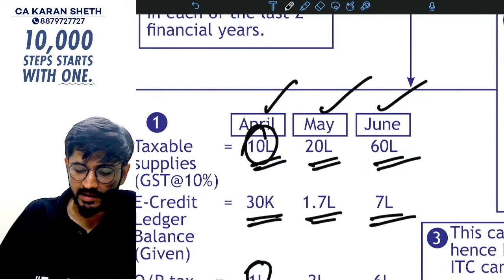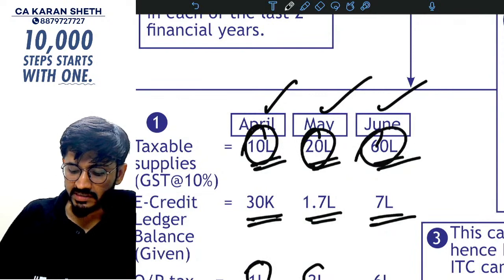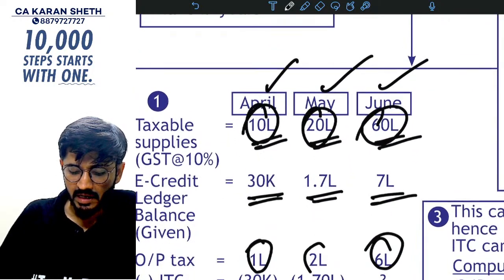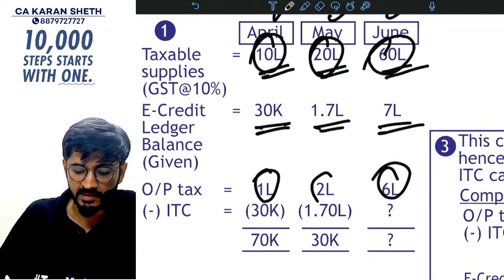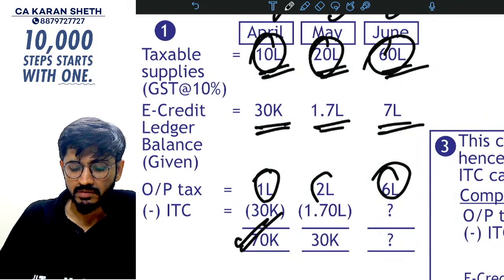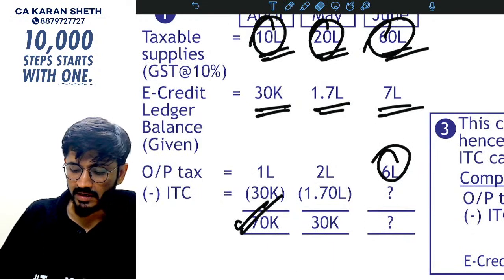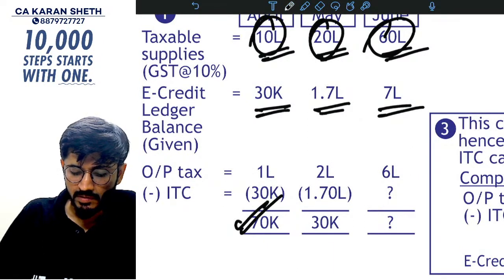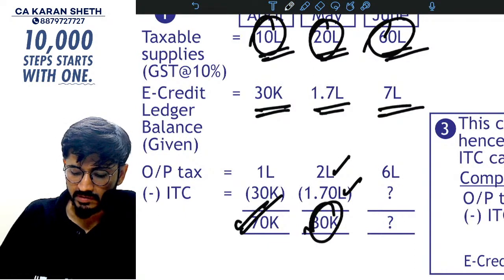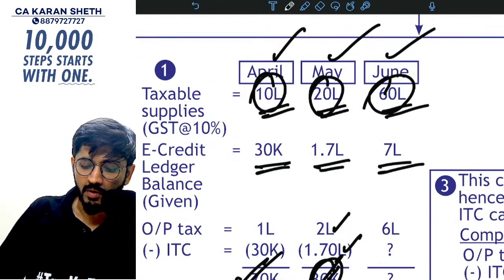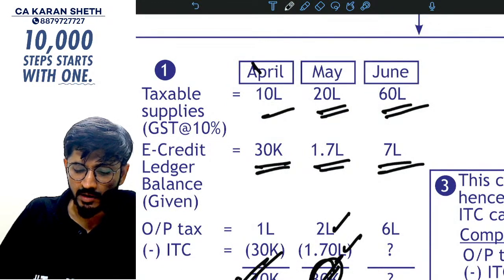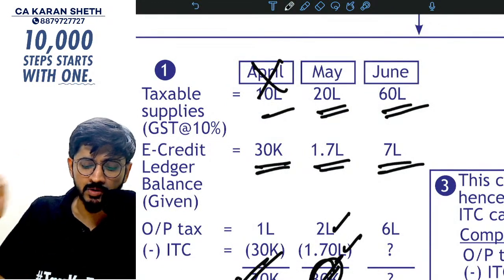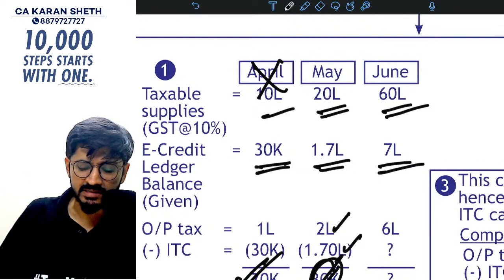10 lakhs ka 1 lakh. 20 ka 2, 60 ka 6. ITC lands up to be 30,000. Okay, 1 lakh minus 30,000, 70,000. ठीक है. दूसरा क्या है? 2 lakh का 170, 30,000. Okay. Well, now understand one thing, that rule 86 will apply in April. No. Why? Because the taxable turnover is not exceeding 50 lakhs.